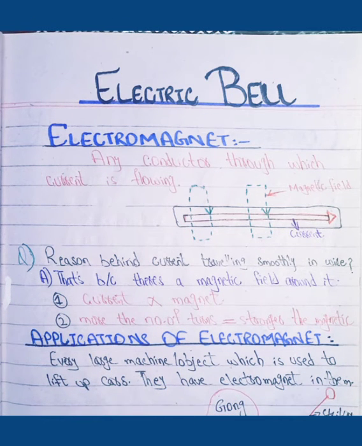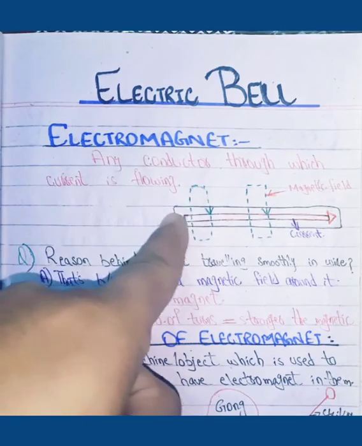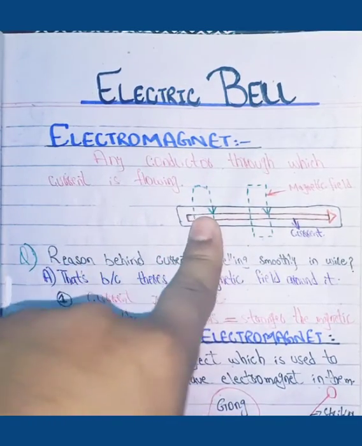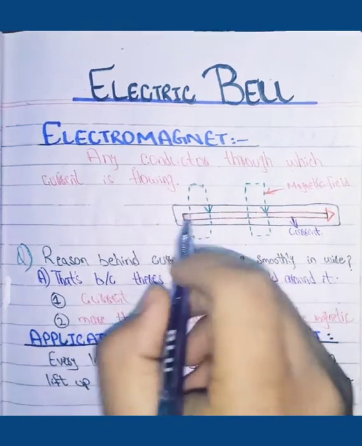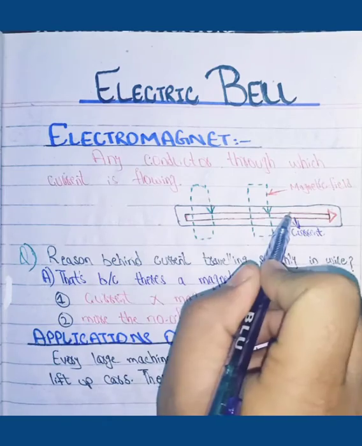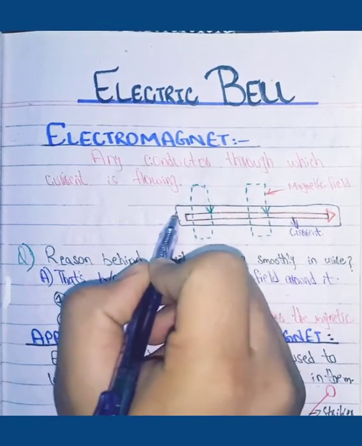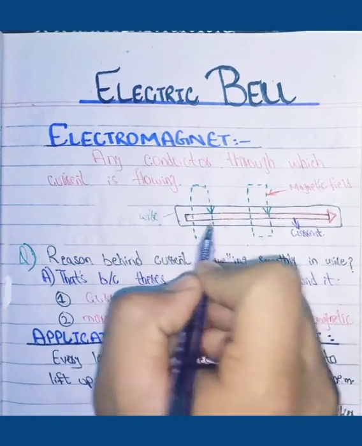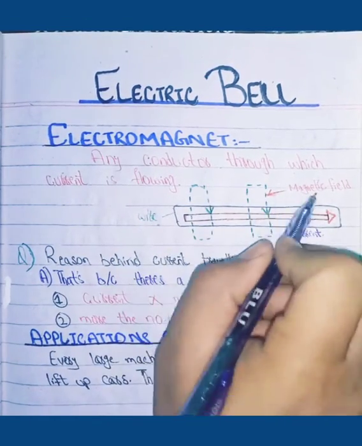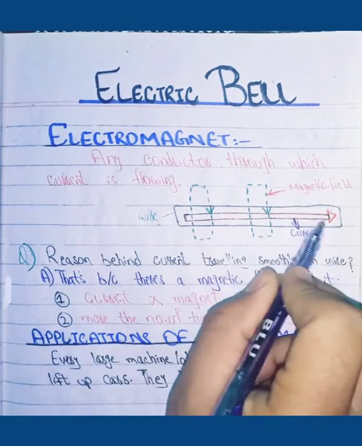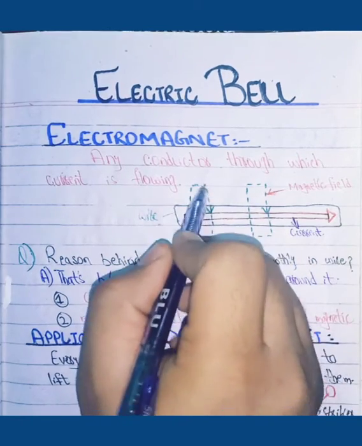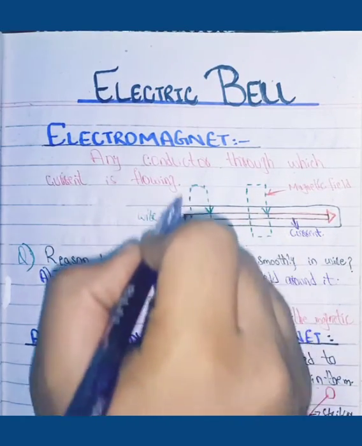So the question here arises: what is the reason behind the current traveling smoothly in a straight wire? The answer is that's because there is a magnetic field around it. So look here, I draw a wire. That's a wire, and this is current. This is wire, and that's current. And here is the magnetic field. So whenever current is flowing in a straight wire, a magnetic field is generated around it.